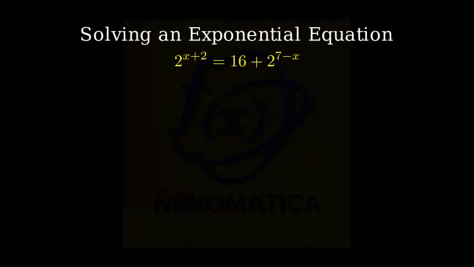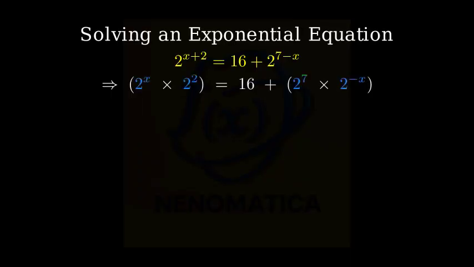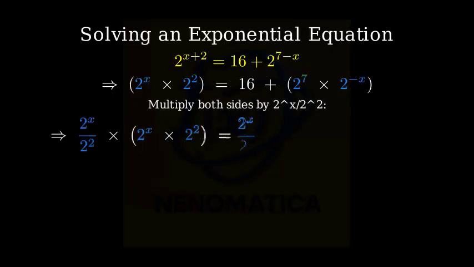Here's our exponential equation. 2 raised to the power of x plus 2 equals 16 plus 2 raised to the power of 7 minus x. First, we'll rewrite this using the laws of exponents. We can express 2 raised to the power of x plus 2 as 2 to the power of x times 2 squared. We want to eliminate the exponents with x, so let's multiply both sides by 2 to the power of x divided by 2 squared. This will simplify the left side of the equation.